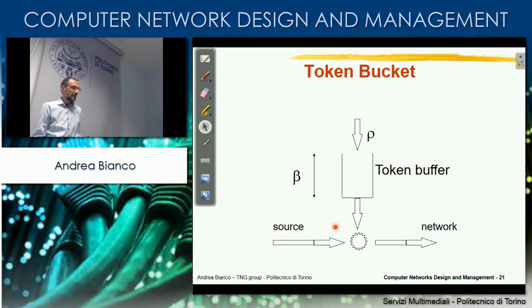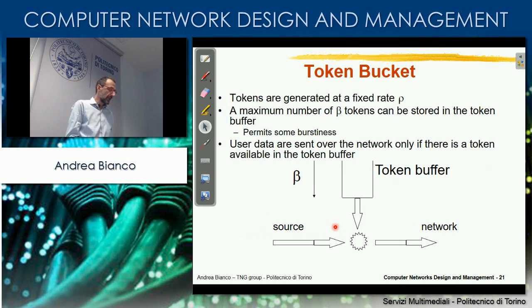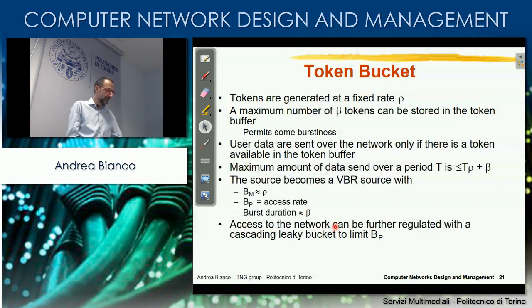So, tokens are generated at a fixed rate. User data are sent over the network only if there is a token available in the token buffer. This is a summary of the rules. The maximum amount of data that you can send over a period of t is t times rho, which is the number of tokens that you generate over t, correct? T times rho is the number of tokens that you generate, so at most you can send this plus the burstiness, assuming that previously you have accumulated some burstiness, not more than that. In any time window t, you will never generate more than that, okay?